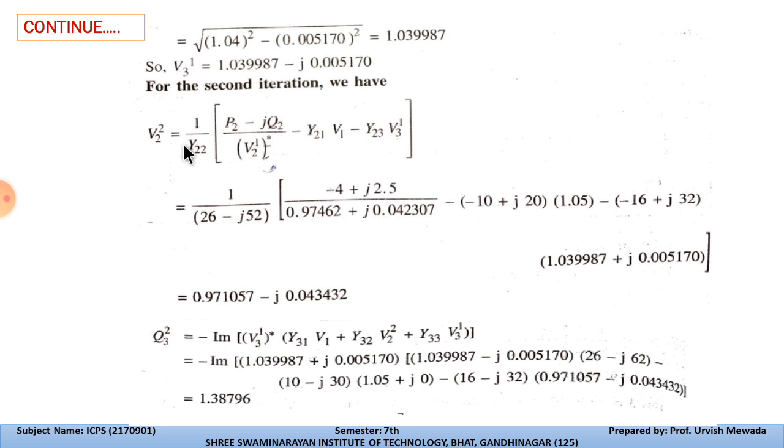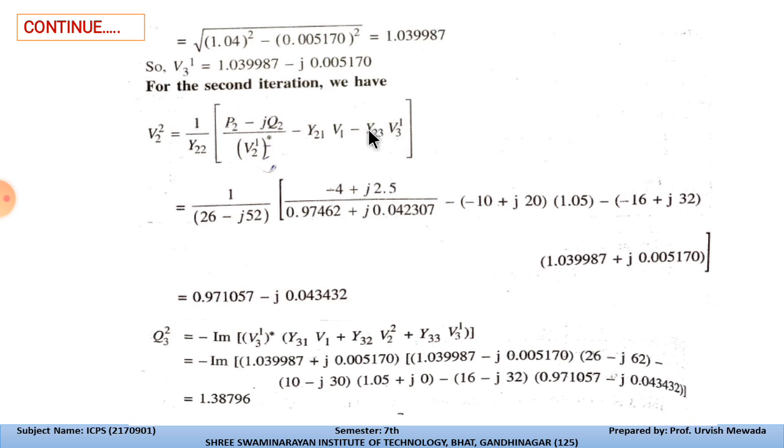Now for V3 1, find out the value of V2 2. So V2 2 will have only the changes in the admittance terms, that is Y21 with V1 and Y23 with V3.